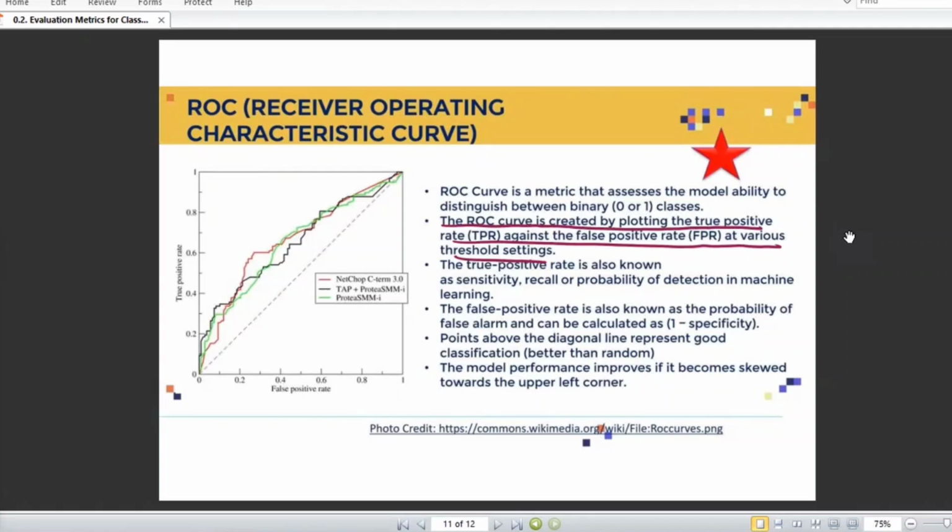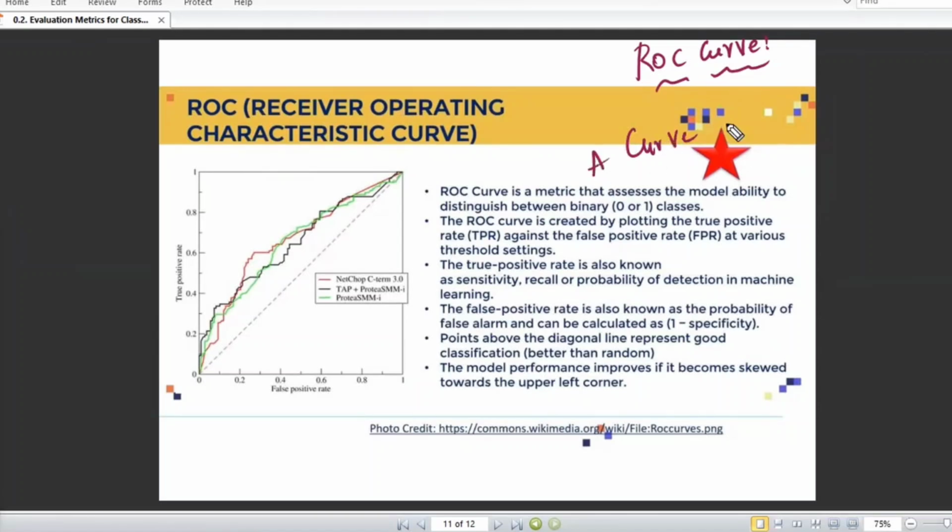Heading as ROC curve, down. Heading as ROC curve, down. You want it spoon-fed, right? ROC curve, heading, underline. Okay. A curve between TPR versus FPR at various threshold settings.